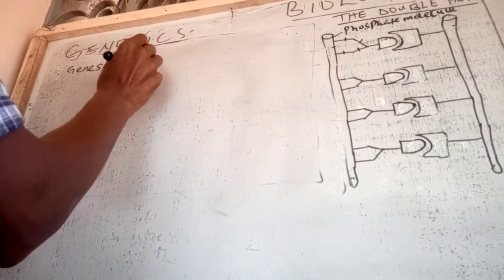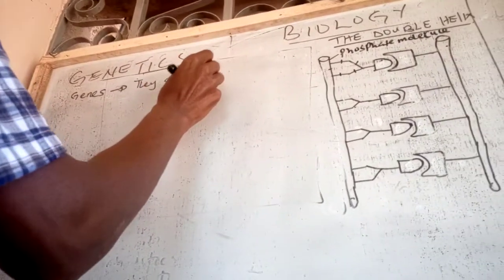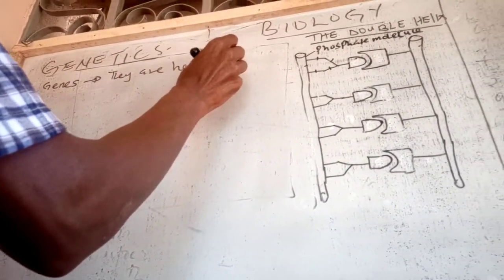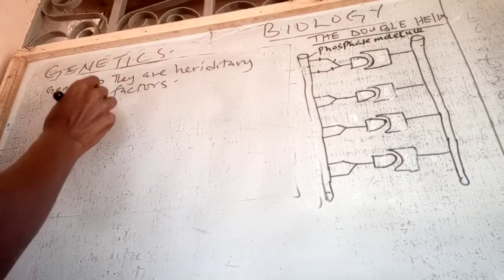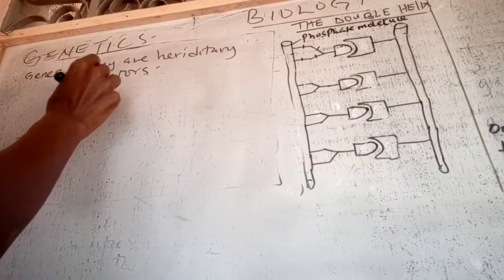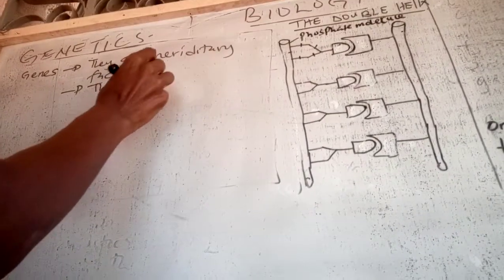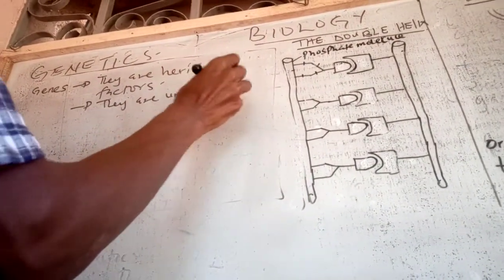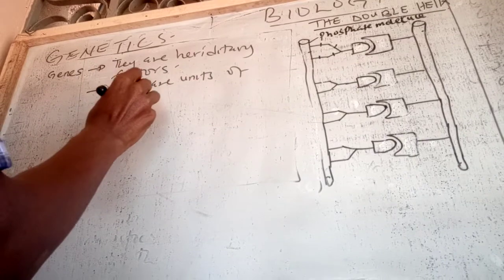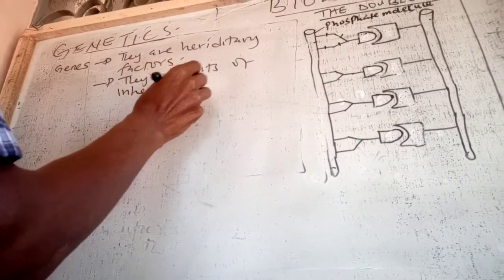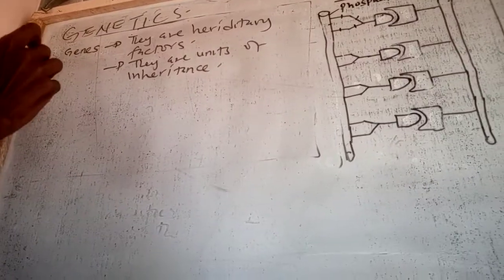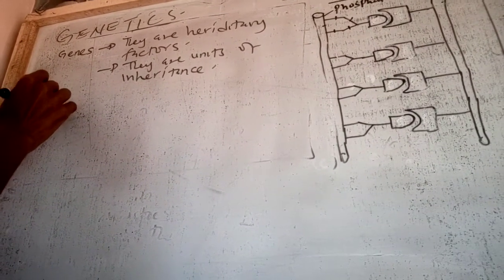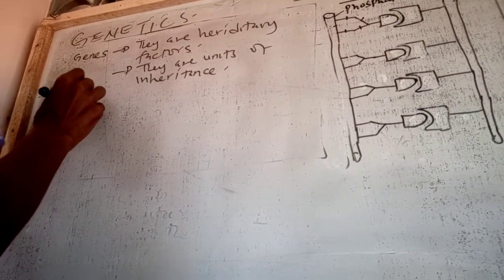Genes are hereditary factors, or you can say genes are units of inheritance. Therefore, that is the definition of the gene. And there is something else that we refer to as gene locus.